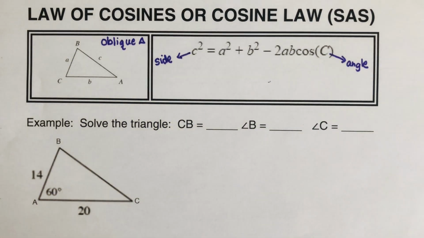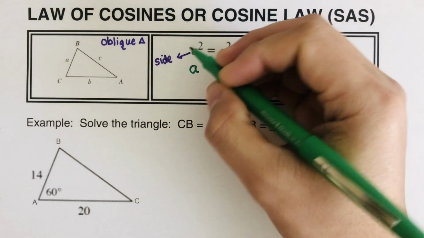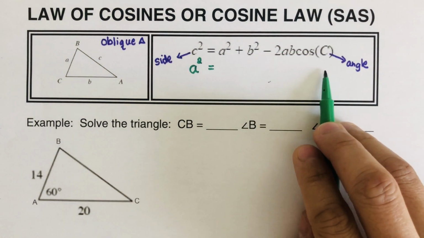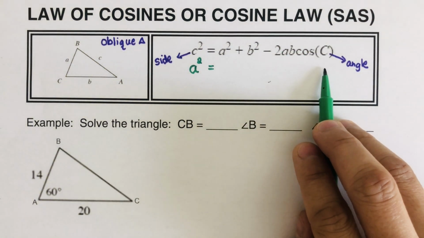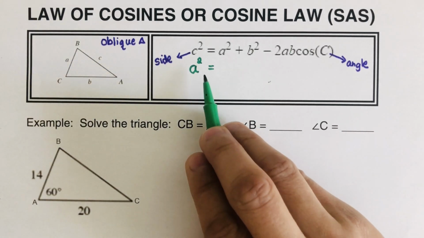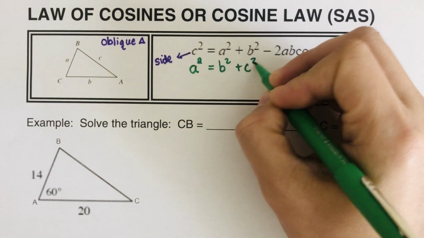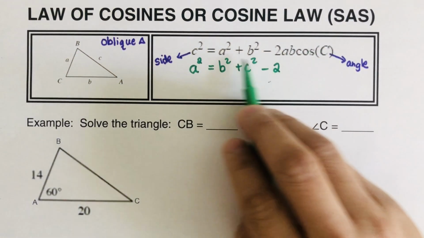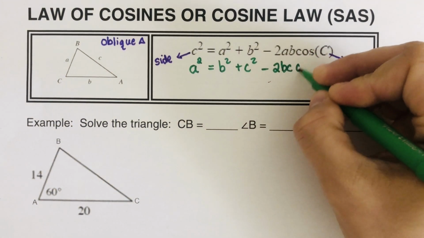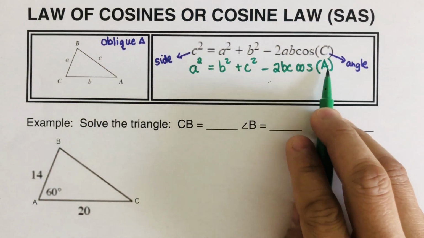So if we were missing side a, I'm going to write a squared is equal to, and this angle right here should be the big letter A. What are the other leftover sides? We have b squared plus c squared minus 2bc, and then cosine. Again, it's the big letter A. So these two are a match.